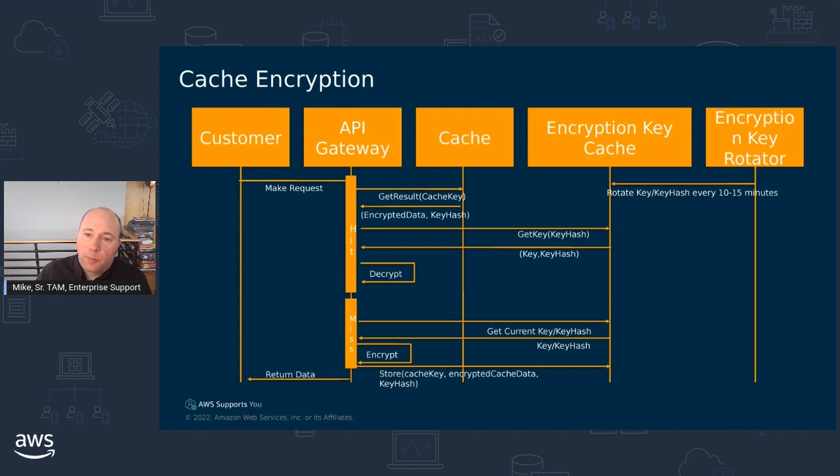So as you can see, there's a workflow that goes through how cache encryption works. Request comes in from the customer. If it comes into the API Gateway, it looks, if it's a cache hit, it goes and gets the result with the cache key, decrypts that data, sends the decrypted data back to the customer. And if it's a cache miss, it goes in, encrypts that data with the cache key that I mentioned earlier, stores it in the cache, and then returns that data back to the customer. So that's how encryption works with API Gateway.